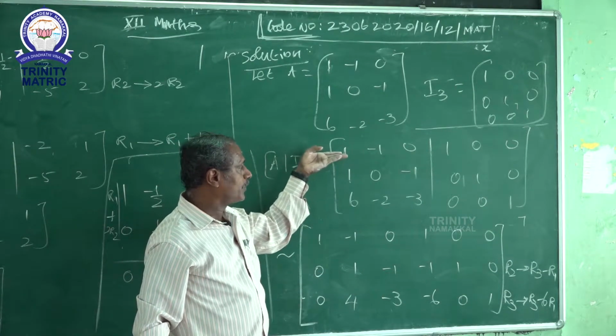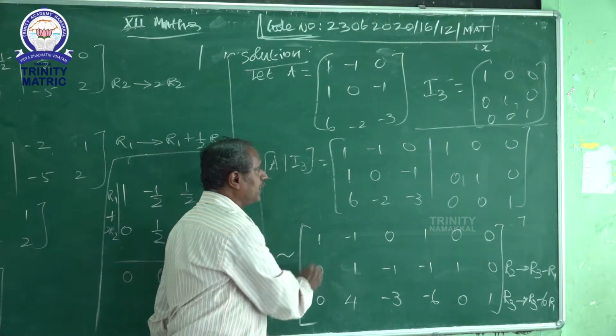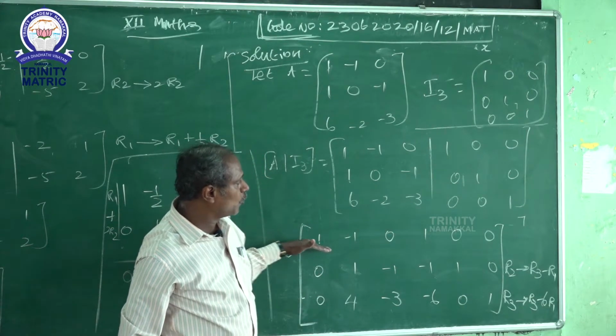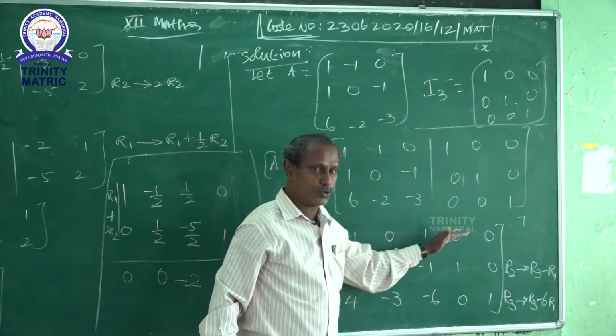Already the first row, first element should be 1, and the element is already 1. There will be no need of change in this. That's why retain the first row as what you are having, that is 1, minus 1, 0, 1, 0, 0.